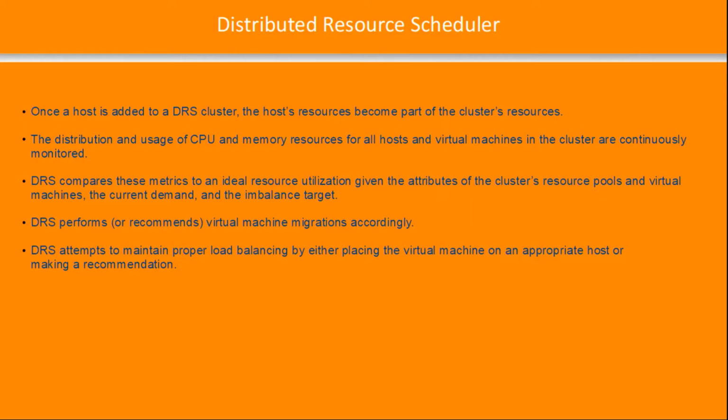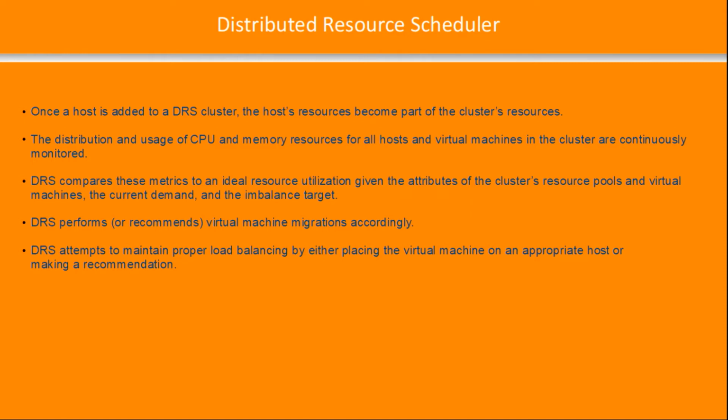Once a host is added to a DRS cluster, all the host resources, including any VMs, become part of the cluster resources. The distribution of CPU usage and memory resources for all hosts and virtual machines are continuously monitored as part of DRS. DRS transparently compares these metrics to an ideal resource utilization, including current demand and imbalanced target.